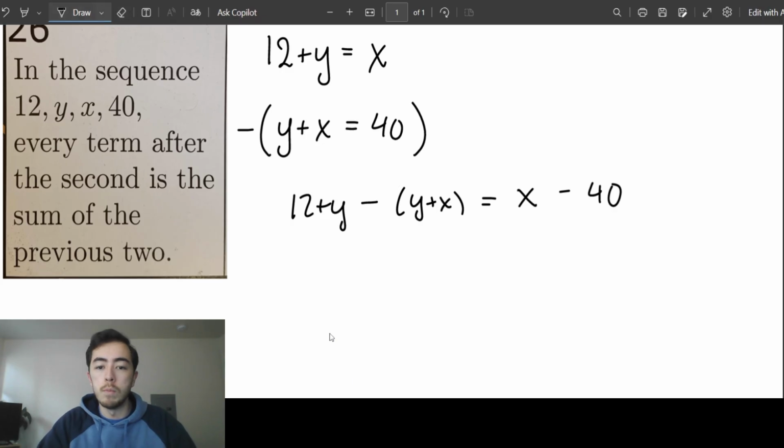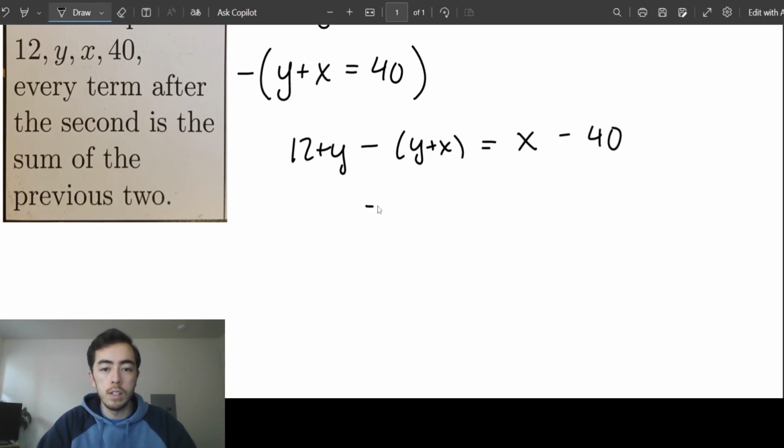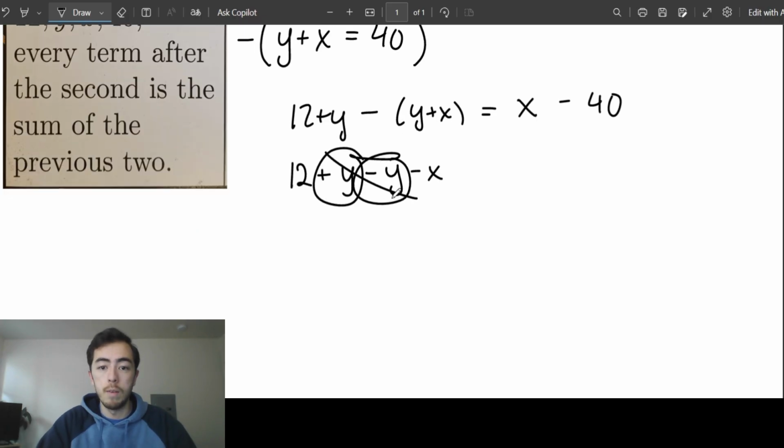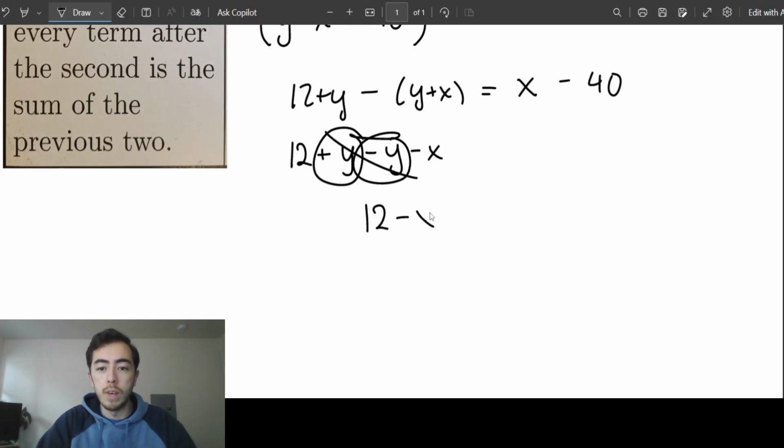So on the left side, maybe let's kind of distribute that minus sign. So we do get a minus y minus x. And then the whole point here was that I wanted to eliminate the y. Plus y and minus y go away. So we get 12 minus x is equal to x minus 40.